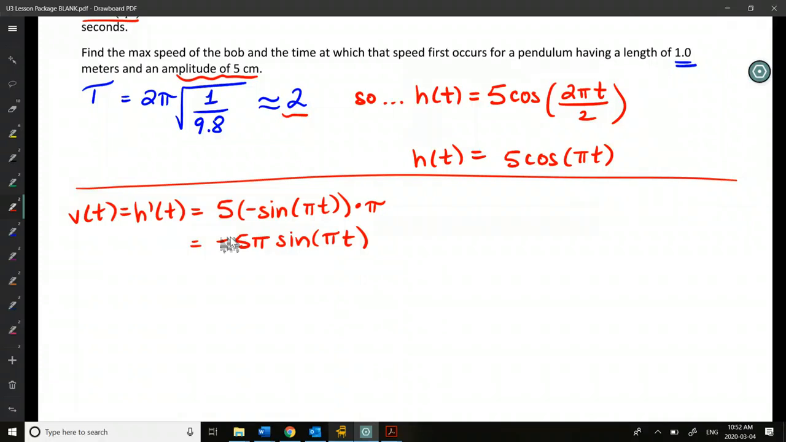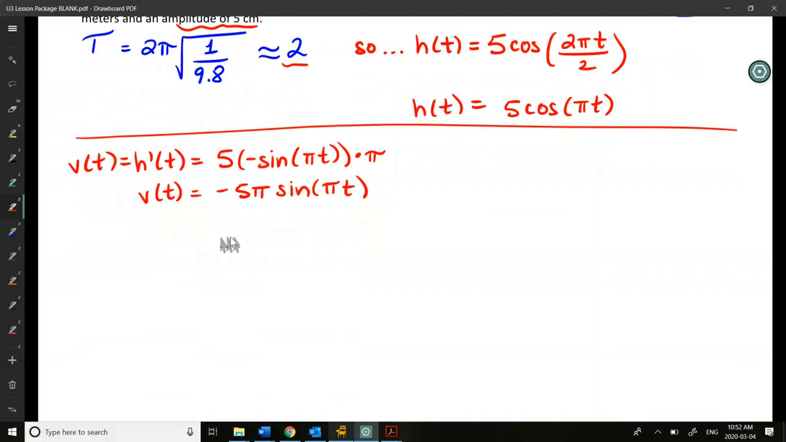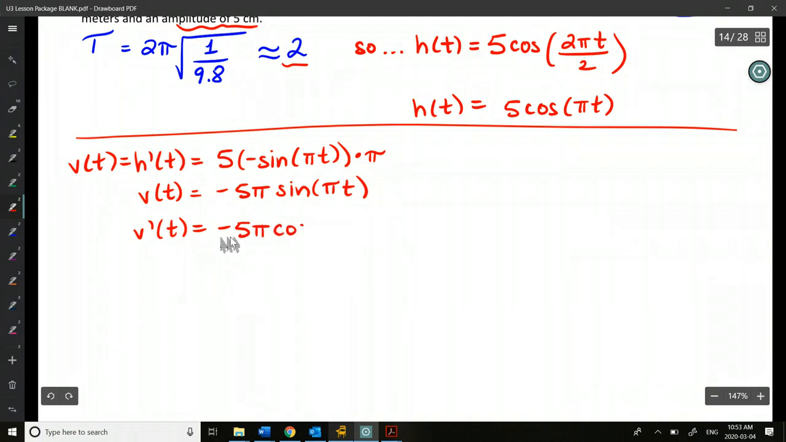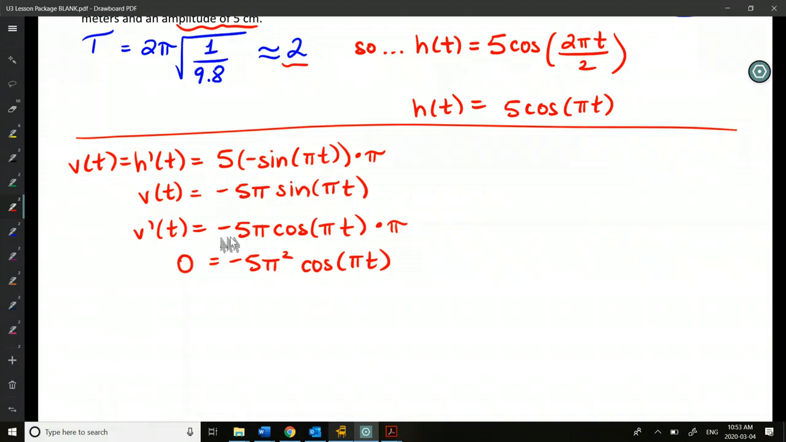Okay, so this is our velocity formula. I want to find max velocity. So what do I need? Critical point. No, that's going to give me maximum displacement. We need to find the derivative once more. Okay, so that will give us negative 5 pi cos of pi t, times the derivative of the inside, which is pi. So I will get negative 5 pi squared times cos of pi t. And that is what I'm interested in setting equal to 0. So I need the derivative of my velocity function if I'm trying to find a maximum of that.